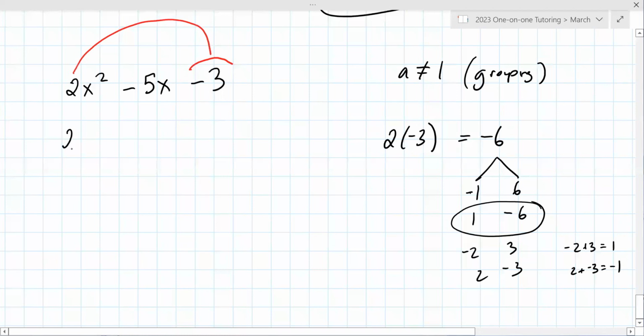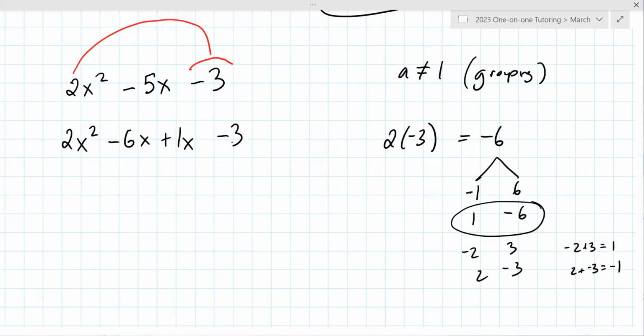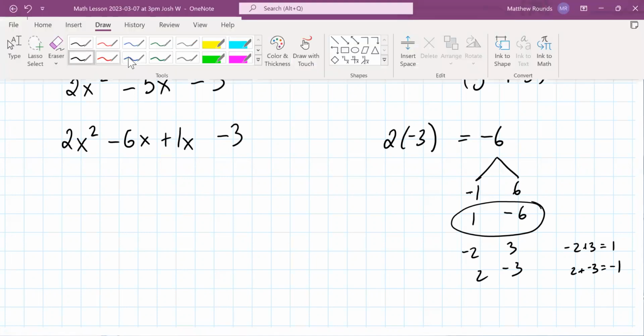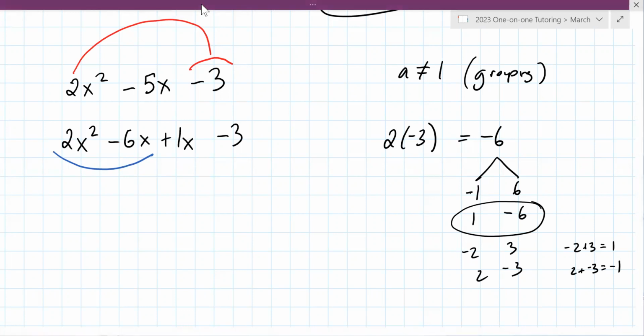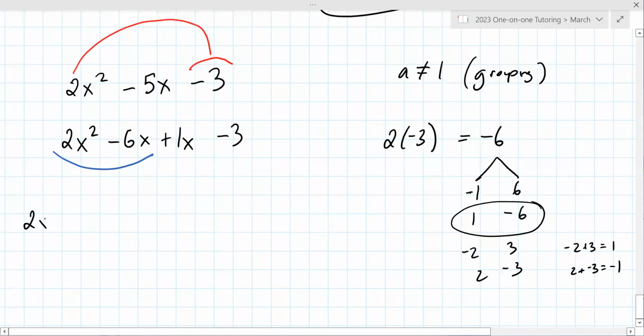Oh. So we're gonna write 2x squared minus 6x plus 1x minus 3. Okay, now we're gonna find the GCF of the first two. What goes into both 2x squared and 6x? 2. 2, anything else? 2x. So you're gonna divide both of those by 2x. That would be x minus 3.